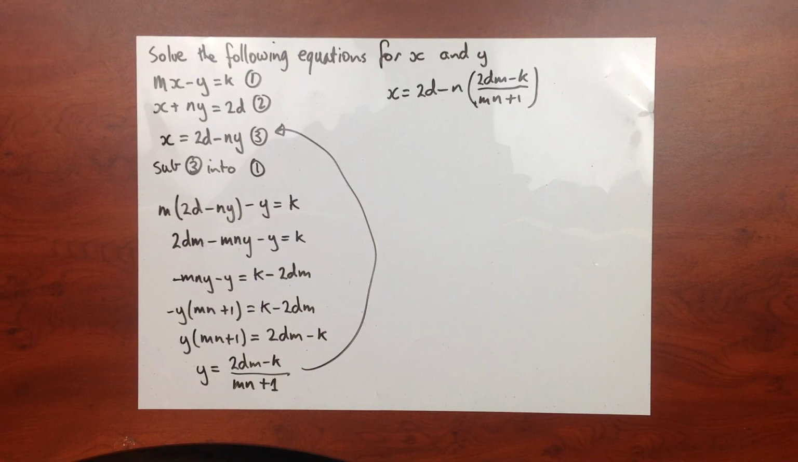So you can see, unless we had more information about our m, k, n and d values, we can't actually do more than what we've done here. It's very much like the processes that you've learned how to do in the past. It's just applying it to a slightly different situation.